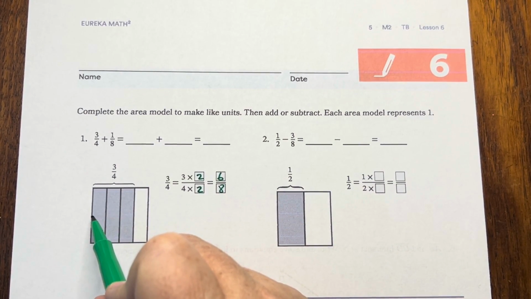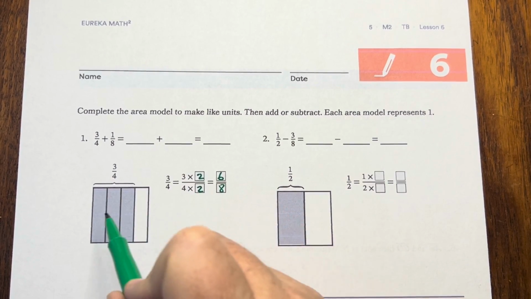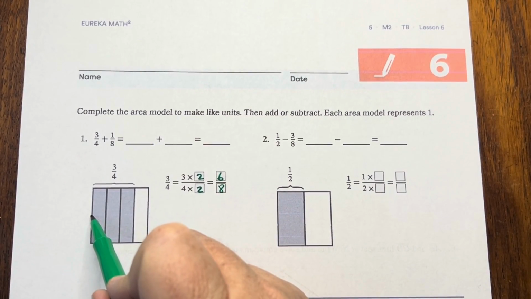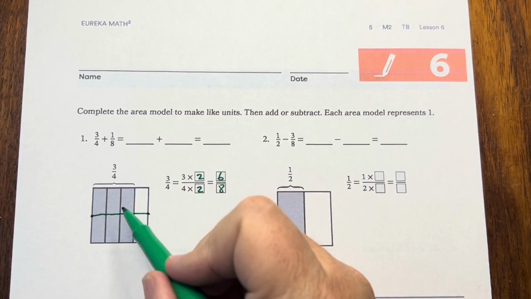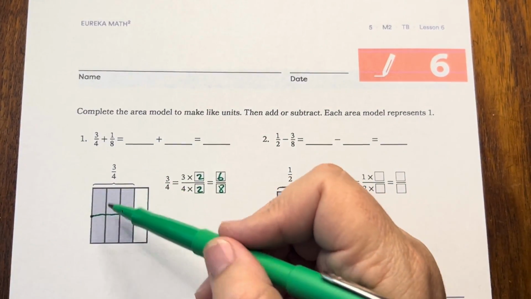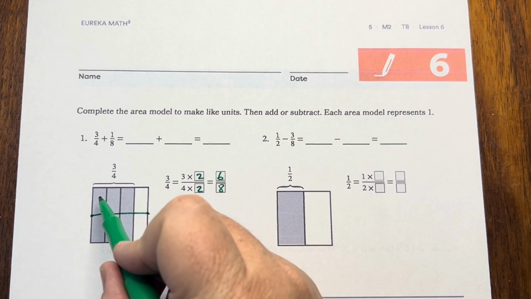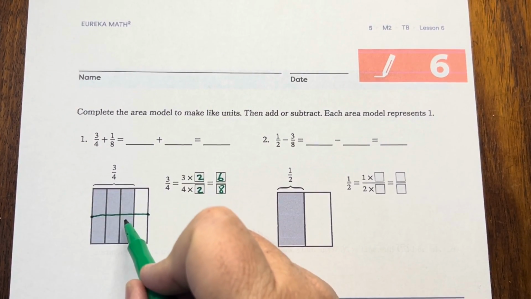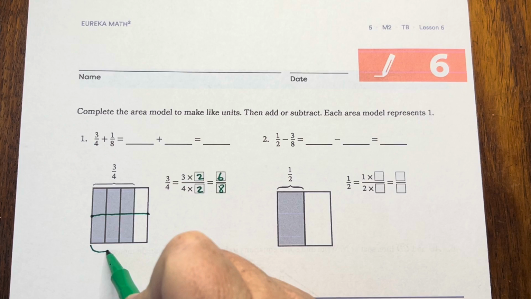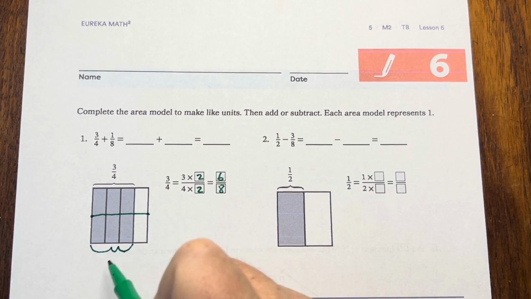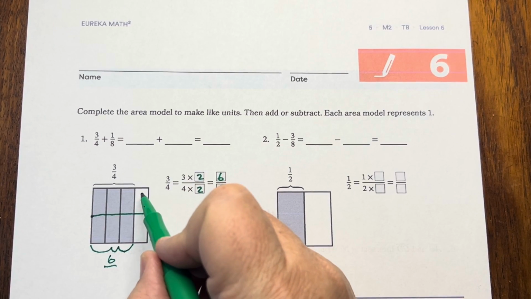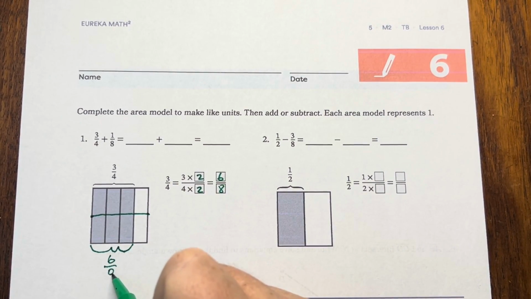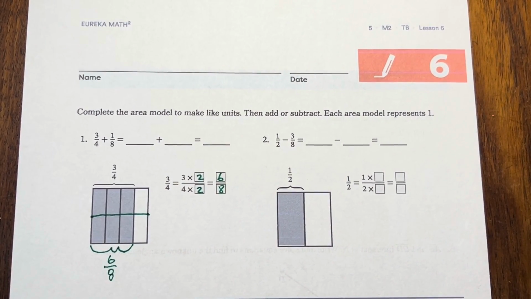So how would I show that on this model? Well, essentially, if I'm multiplying by 2, I'm cutting these into 2 pieces. And so now we can see that this creates 6 pieces. 1, 2, 3, 4, 5, 6. And so our new fraction is 6 out of 8 pieces. We have to include those pieces as part of our whole. So 3/4 means the same as 6/8.